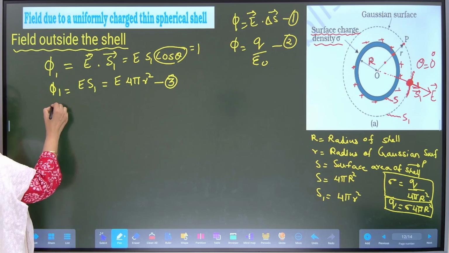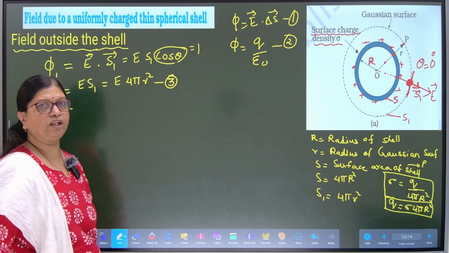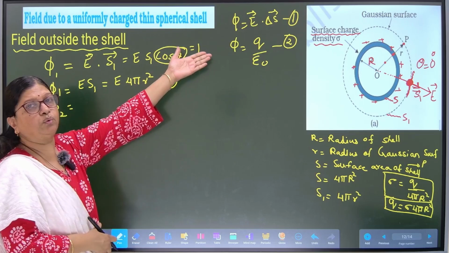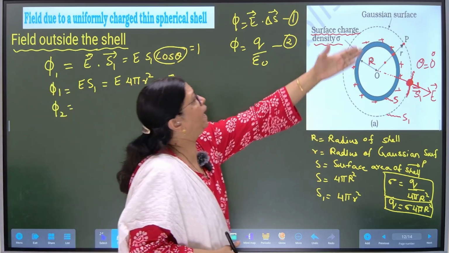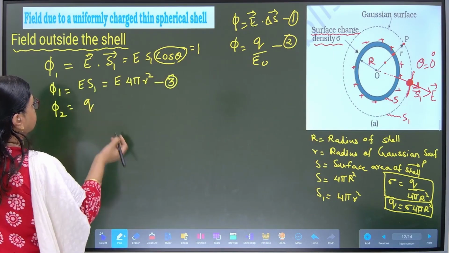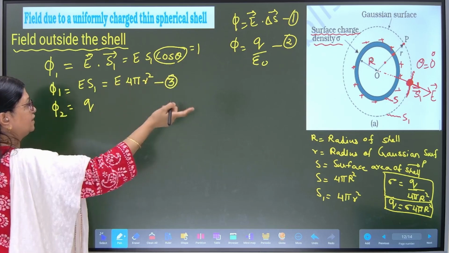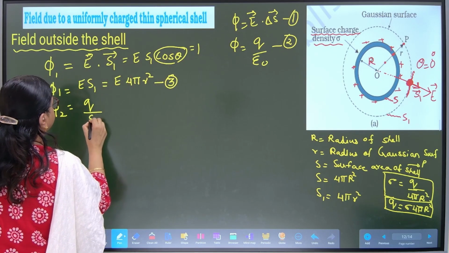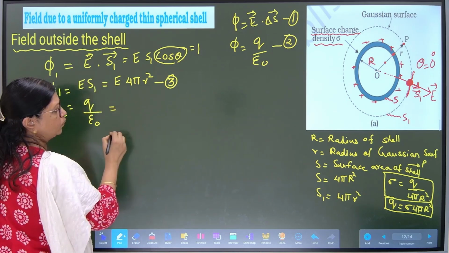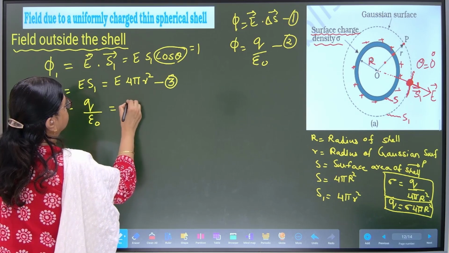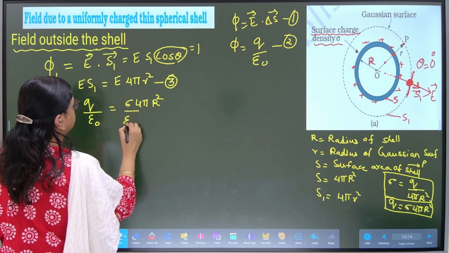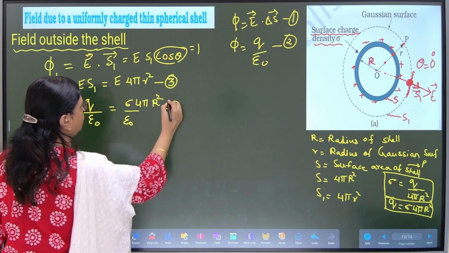Now let me find out phi 2 using the equation 2 for the Gauss's law, such that Q is the charge enclosed by the Gaussian surface. So Q is the charge enclosed by the Gaussian surface. That's why I am using the formula number 2 upon epsilon naught. From the formula there, we can write Q is equal to sigma 4 pi r square upon epsilon naught. Let me name this as equation 4.